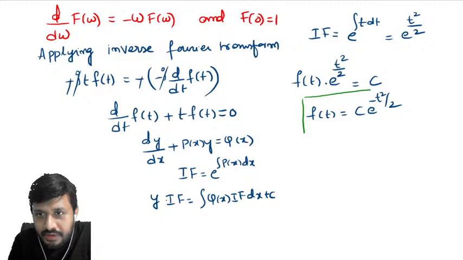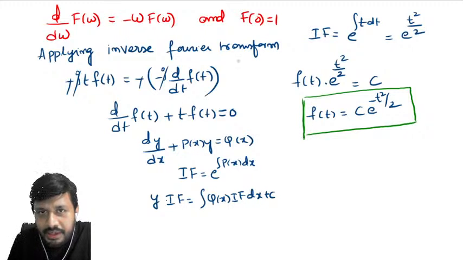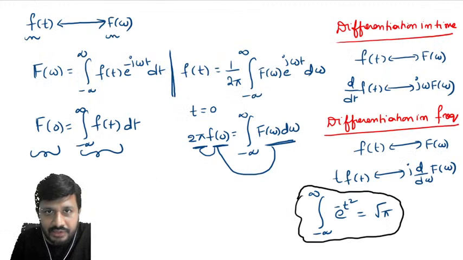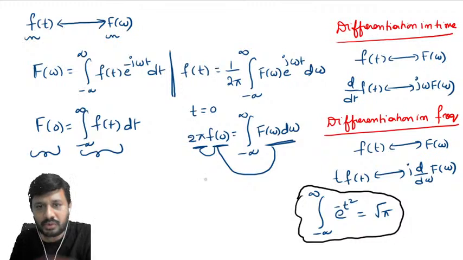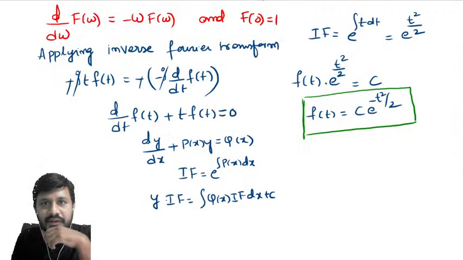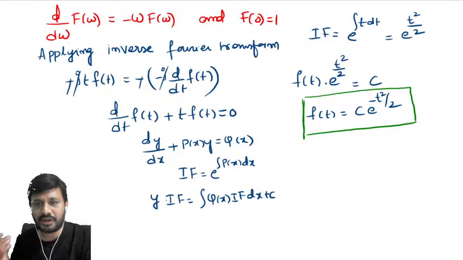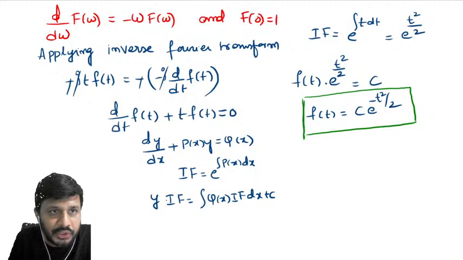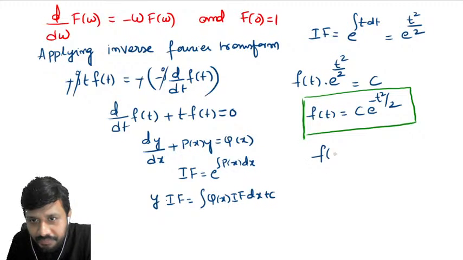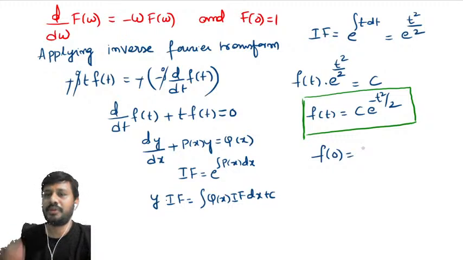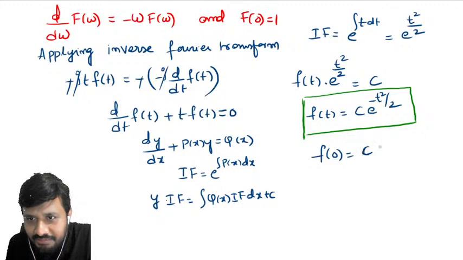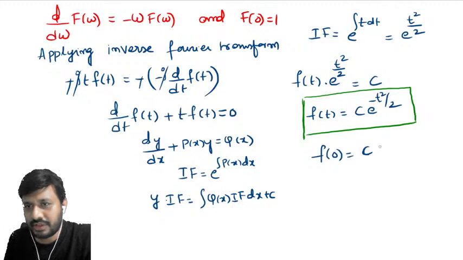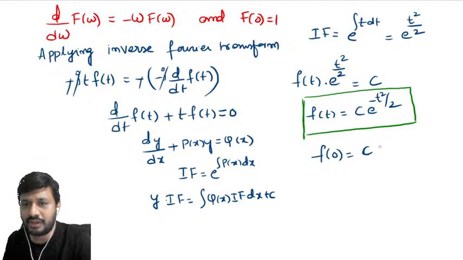f of t is c e power minus t square by 2, but he's asking us to check the value of f of 0. So how to get f of 0? Observe here, f of 0 we want. What happens if I substitute t to be 0? It is nothing but c. Yes or no, f of 0 is nothing but c. Now I must get the value of c.